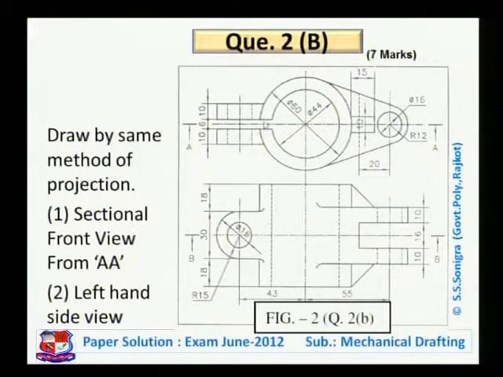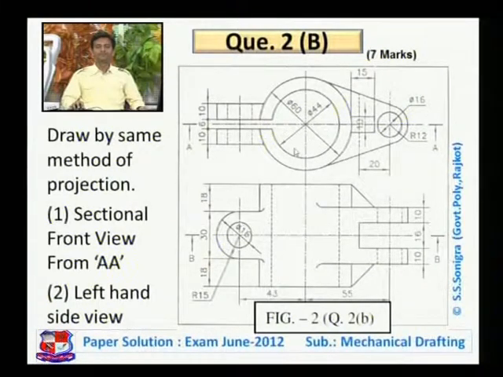So here first we have to do planning of our drawing. In our drawing this view would appear, and here the left hand side view would appear. To draw this left hand side view, it's a problem of missing view. And to draw this left hand side view, first we have to imagine what the isometric view of this object would be, how this object would appear. So for that let me start the imagination from here.